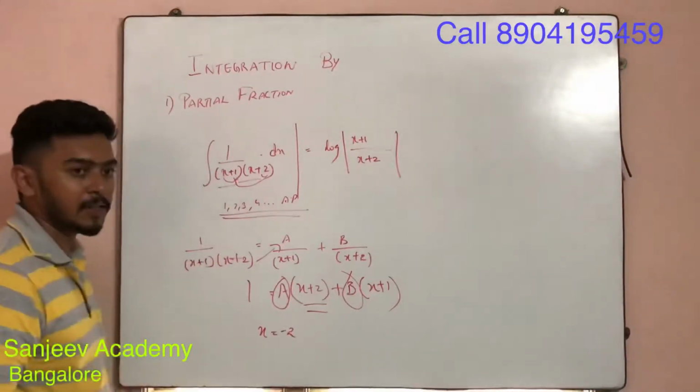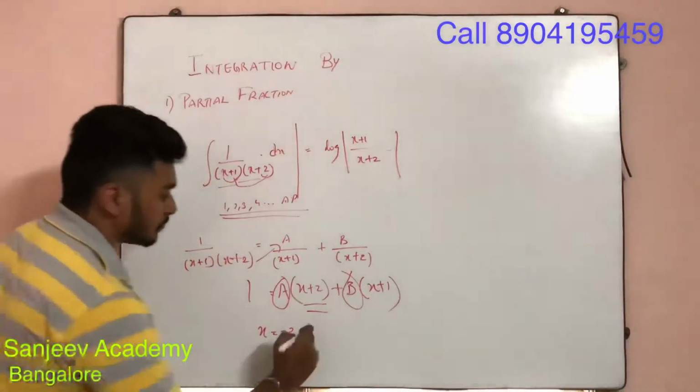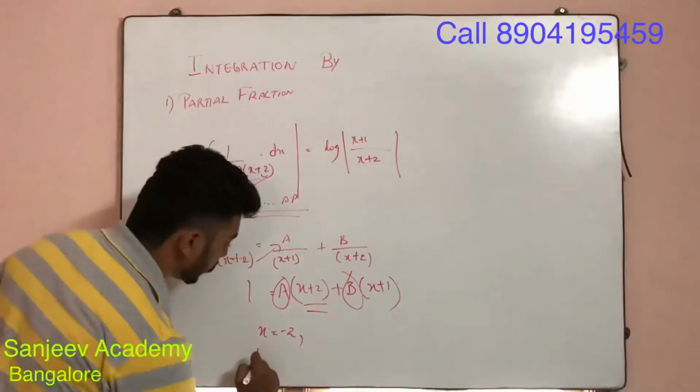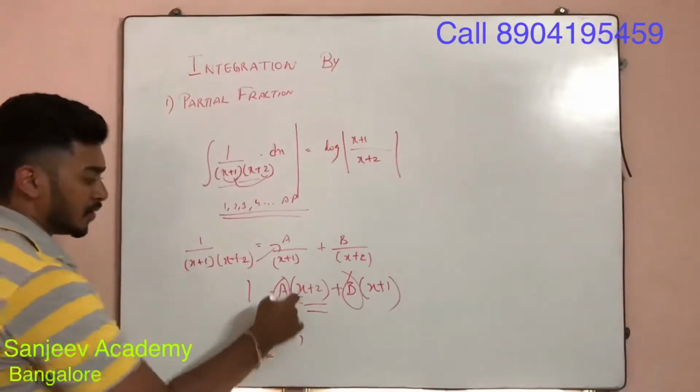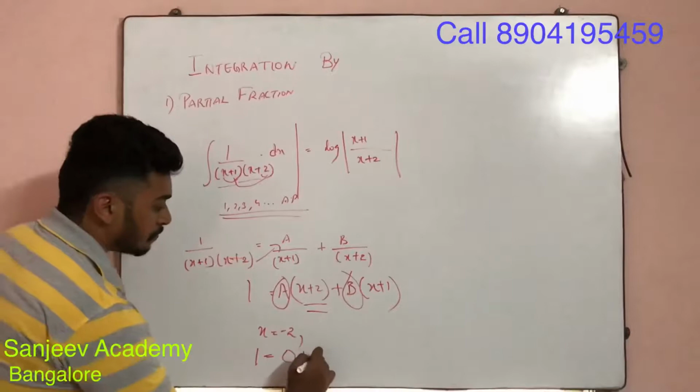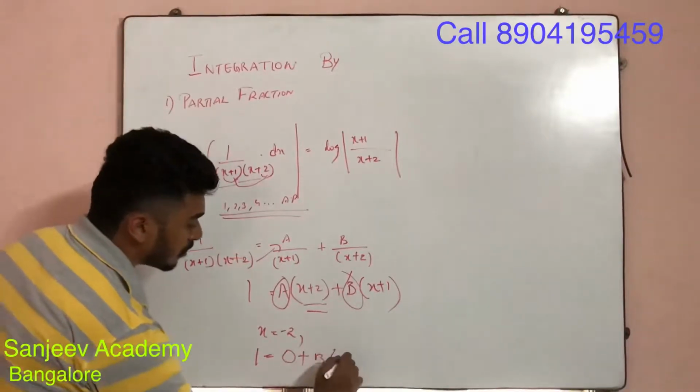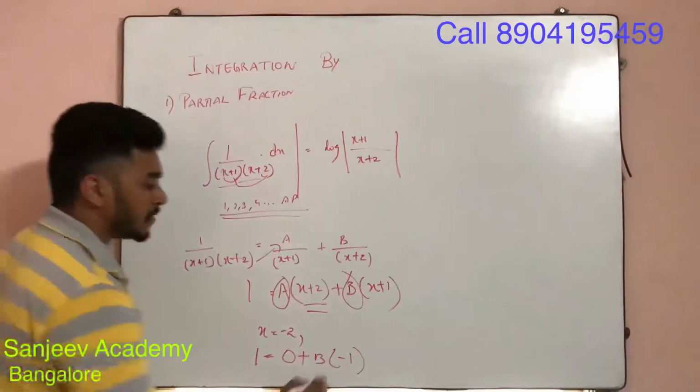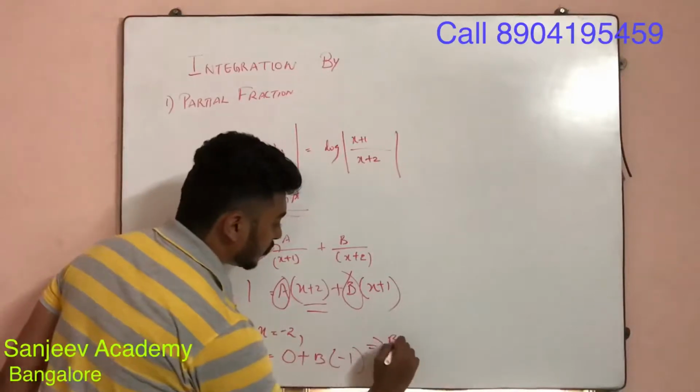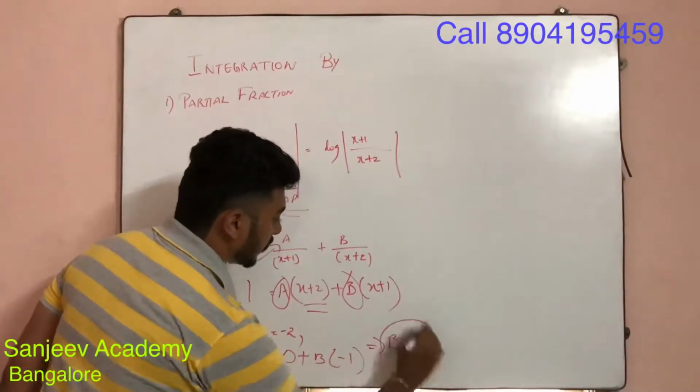If you put x is equal to minus 2, then A will get cancelled. So 1 is equal to what? This is 0 plus B into (minus 2 plus 1), which is minus 1. So B is equal to minus 1. That is our first value.